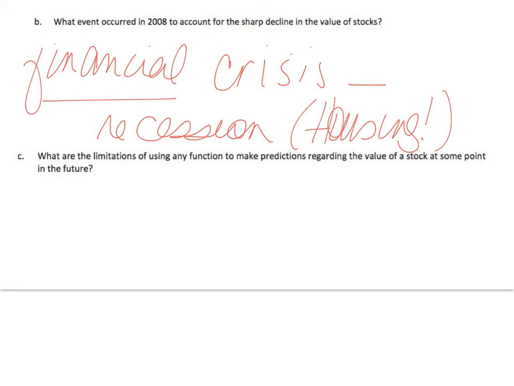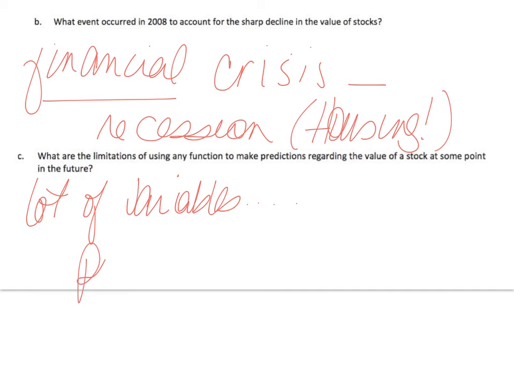What are the limitations of using any function to make predictions regarding the value of a stock at some point in the future? Lots of variables. People that play the stock market or work with the stock market are aware of so many variables that can happen, and predicting the future is near impossible.